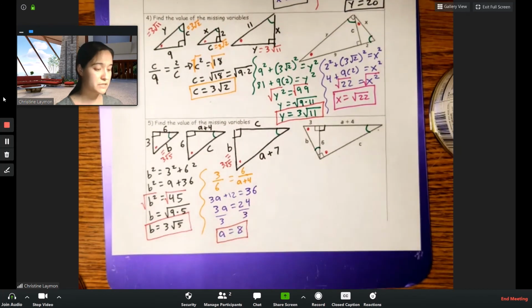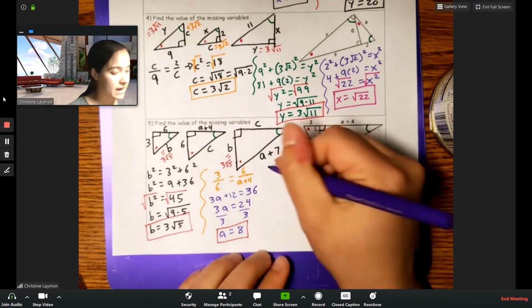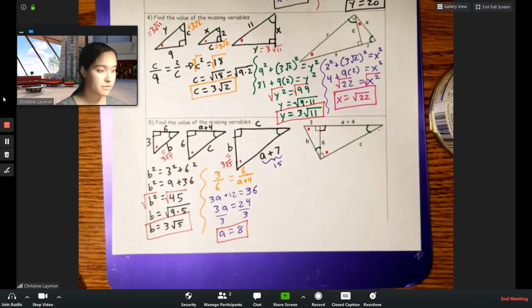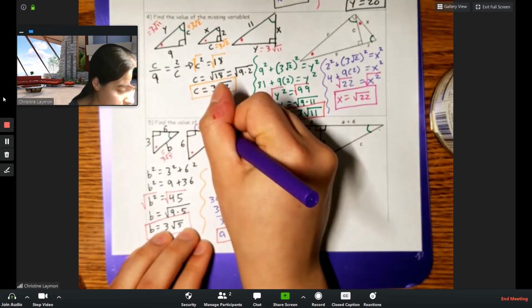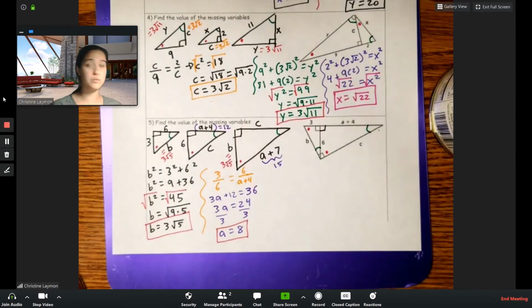So that was a nice one. No radicals, pure number. So a is 8. Now again, if a is 8, think about that entire side length. This entire side length now is 15, because 8 plus 7. And this one up here, 8 plus 4, this one is 12. Now we have to solve for c.